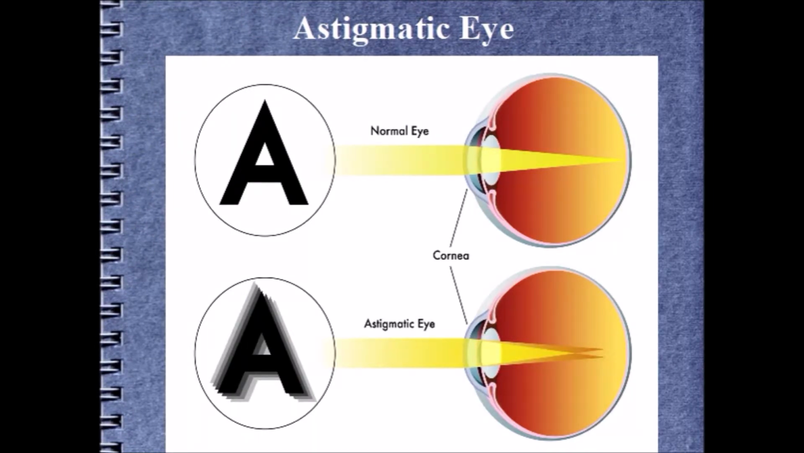Here's a picture of an astigmatic eye compared with a normal eye. The normal eye is above, and as you can see, when the light enters the eye, it focuses the image to a single point. And when the light enters an astigmatic eye below it, the light goes into the eye, but it creates several points, which creates a blurred image. Please pause this slide so you can study this.